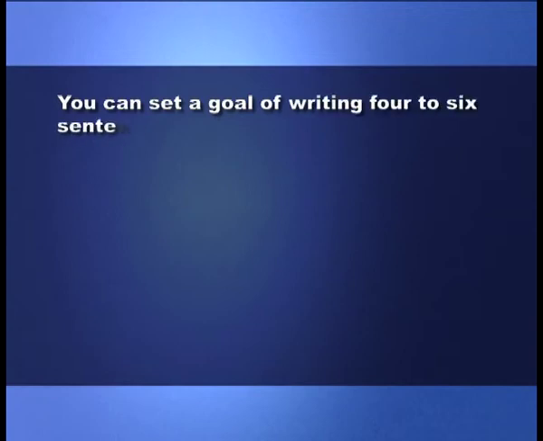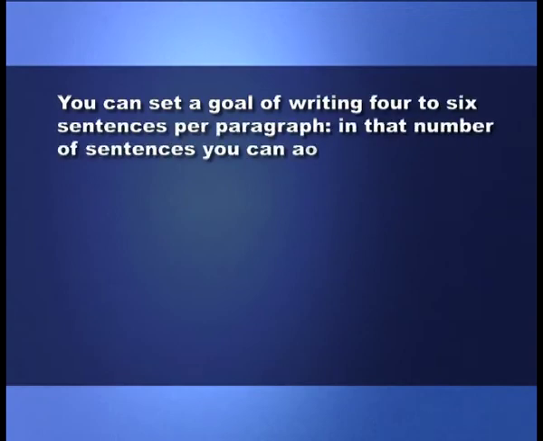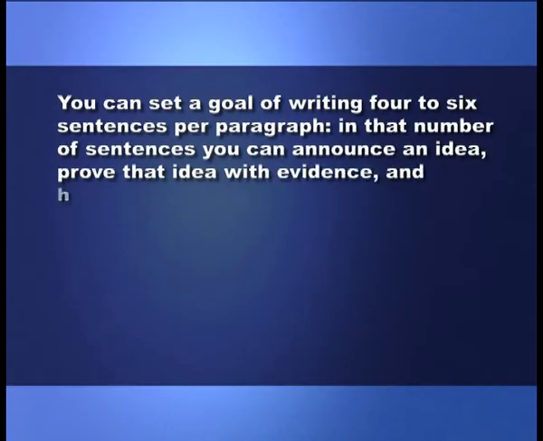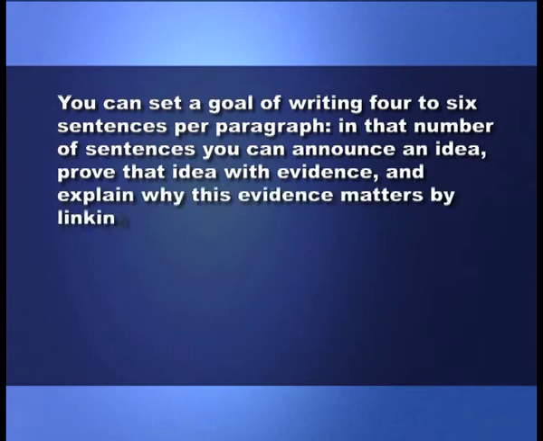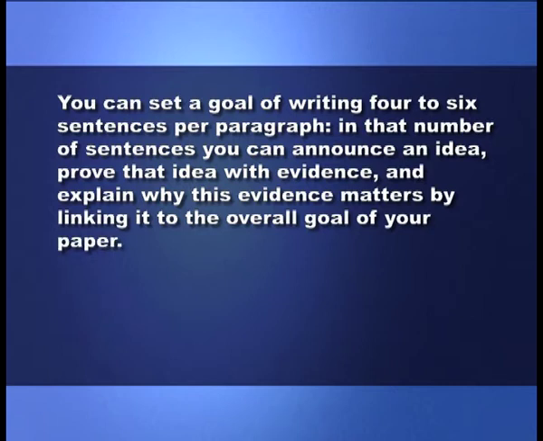In a first draft, it may make sense to set a goal for length. For example, you can set a goal of writing 4 to 6 sentences per paragraph. In that number of sentences, you can announce an idea, prove that idea with evidence, and explain why this evidence matters by linking it to the overall goal of your paper. In the final version of your paper, you may have a shorter paragraph or two.